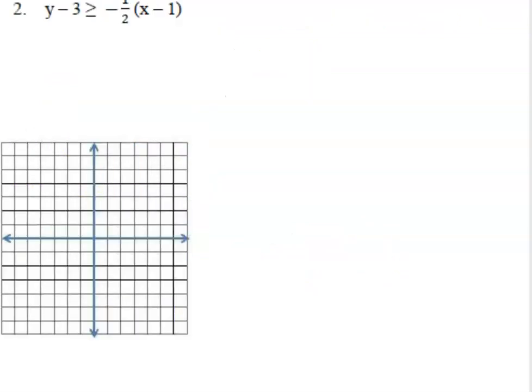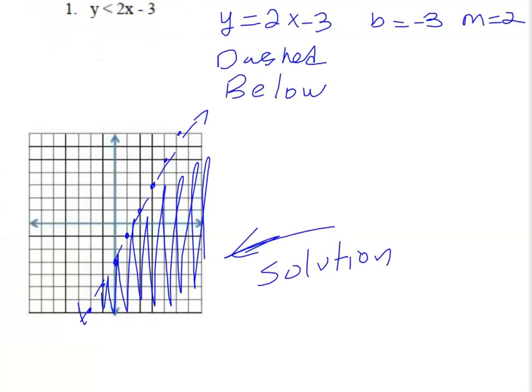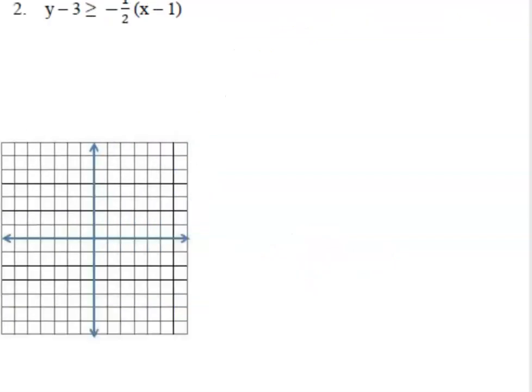First, I notice this is not in y equals form. It is in point slope form. So right off the bat, I know that I can use my points here, or I can solve for y. So we're just going to solve this one for y. We're going to distribute. So y minus 3 is greater than or equal to -1/2 x plus 1/2.